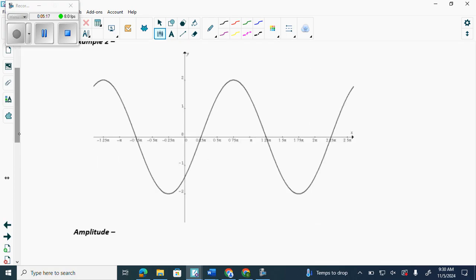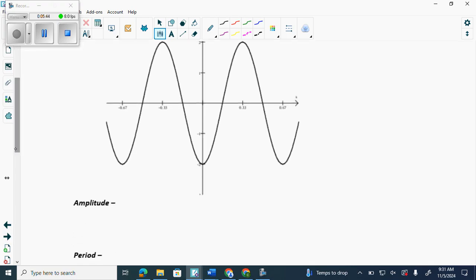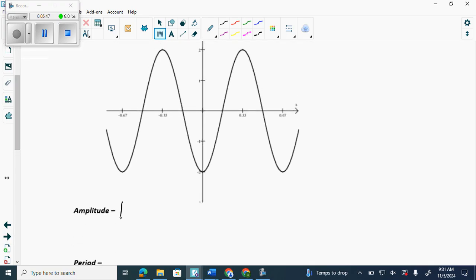What's the amplitude for this one? Absolute value of what? 2 minus negative 2 divided by 2, which is 4 divided by 2, which is 2. Then flip over. Amplitude of this one. Absolute value of 2 minus negative 2 divided by 2. So it's going to be 4 divided by 2 again, which is 2. And flip over.